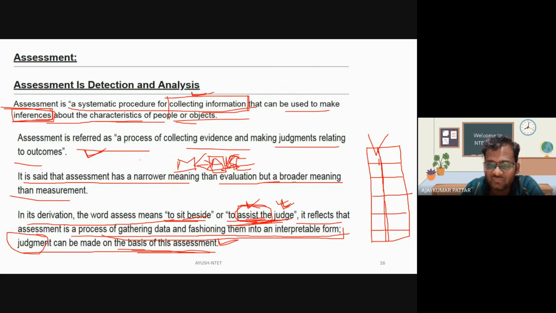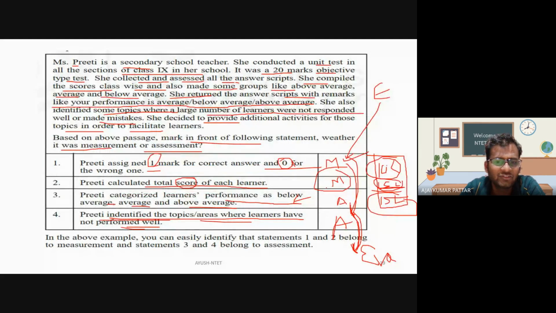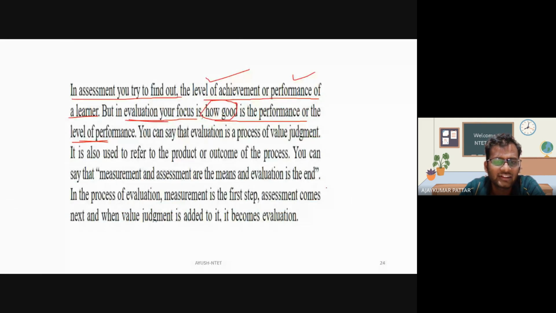So the assessment and evaluation are very interrelated. The only thing is the judgment or value is added to this assessment, then only it is called evaluation. You will see in the later slides, it will be easier for understanding. Don't worry.